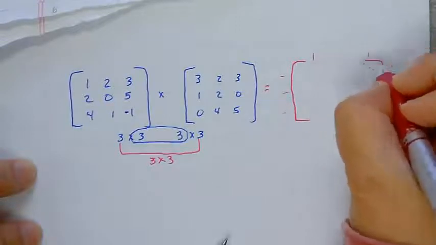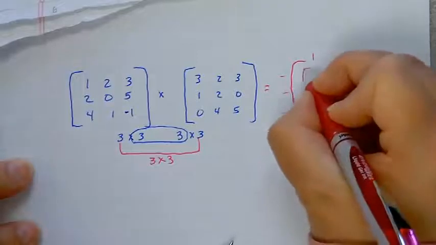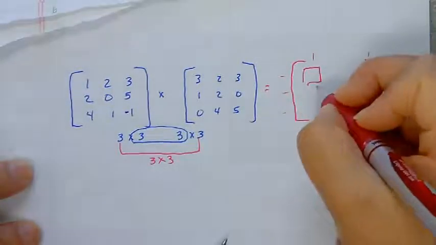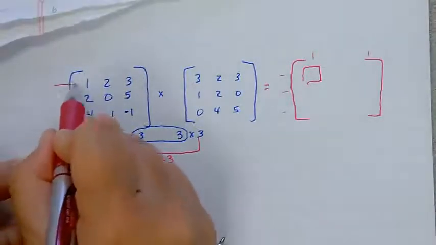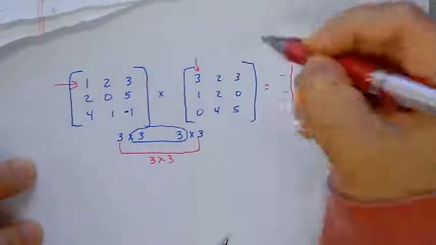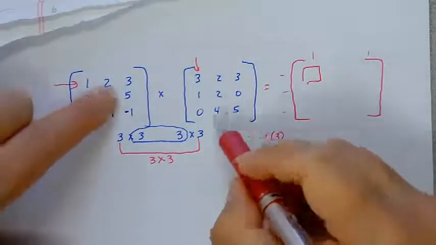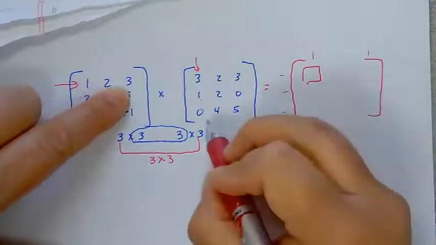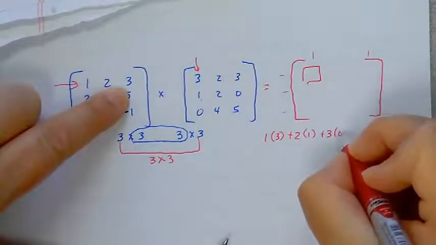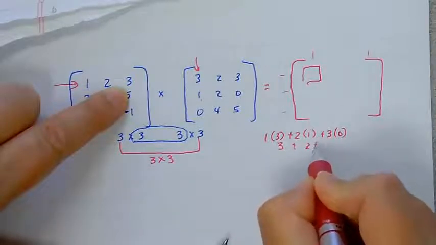So I'm going to see if I can think through this. I'm going to start with this spot. This spot is row 1, column 1. So I'm going to use row 1 and column 1. 1 times 3, 2 times 1, and 3 times 0. So 3 plus 2 plus 0 is 5.